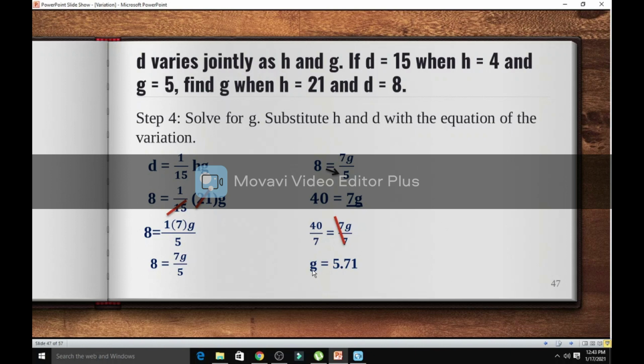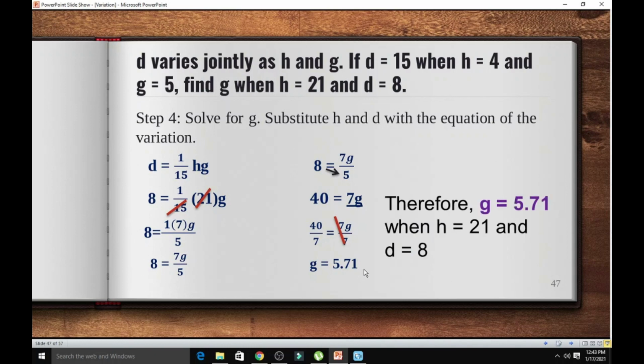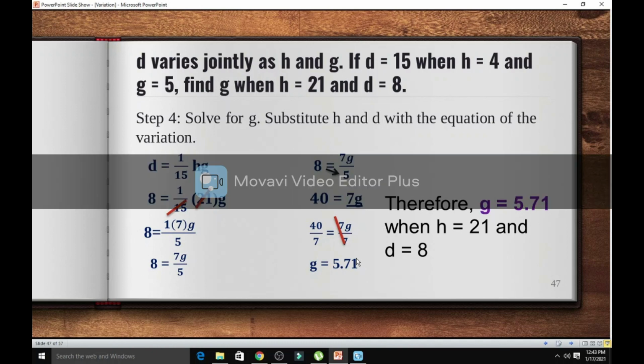So, ang nakuha nating sagot, G is equal to 5.71 or 40 over 7 is accepted. So, therefore, G is equal to 5.71 when H is equal to 21 and D is equal to 8. So, next.